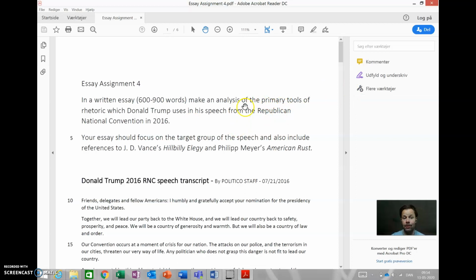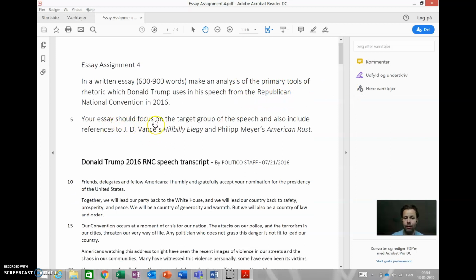Besides analyzing tools of rhetoric, your essay should also focus on the target group of the speech and include references to J.D. Vance's Hillbilly Elegy and Philip Meyer's American Rust. That way, we tie a nice and pretty bow on this entire topic of Trump's America. All right. You have the rest of today's lesson to work on the essay assignment. Make sure that you get started now, so that you have it up and running.